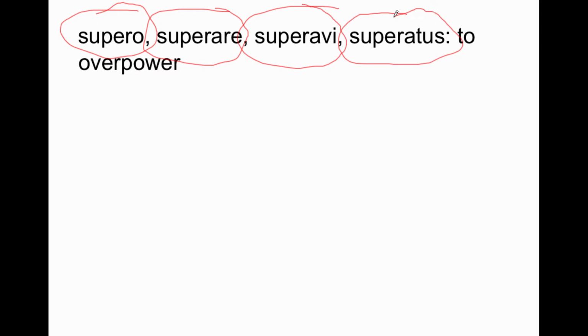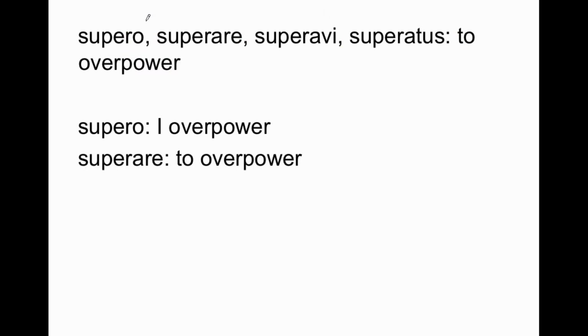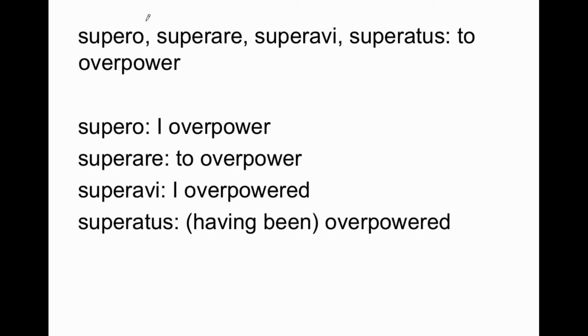Now, in order to get ready for the indirect statement, let's review the four principal parts. The first principal part is the first person singular present tense. The second one is the infinitive. Third principal part is the first person singular perfect tense. And this fourth principal part is the past participle, which, as we have recently studied, is passive if the verb is active. We know the verb is active because it has an O here. Okay, so those are the four principal parts again.